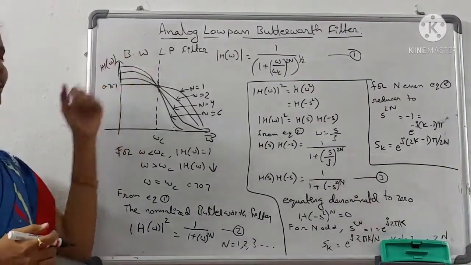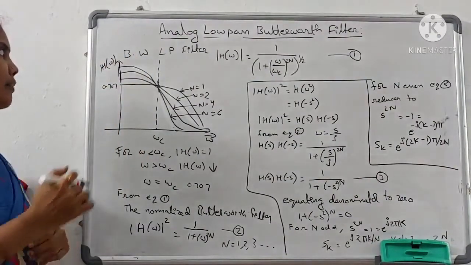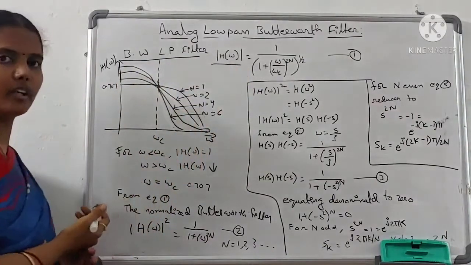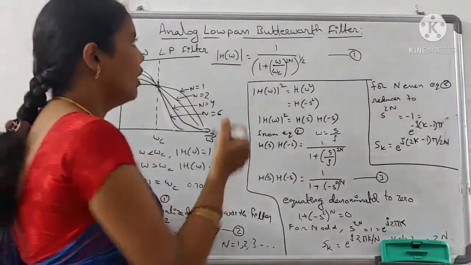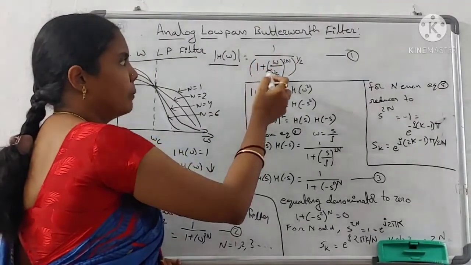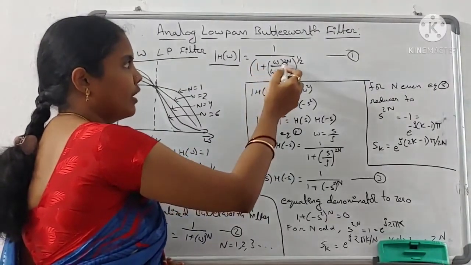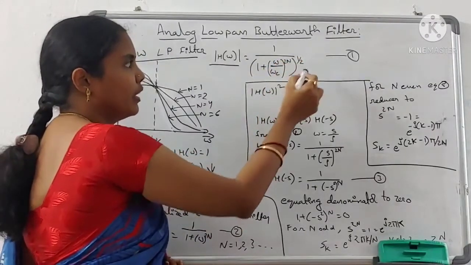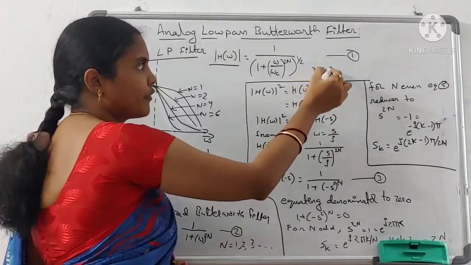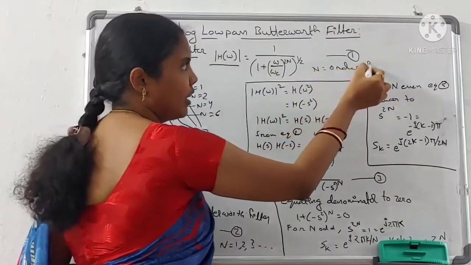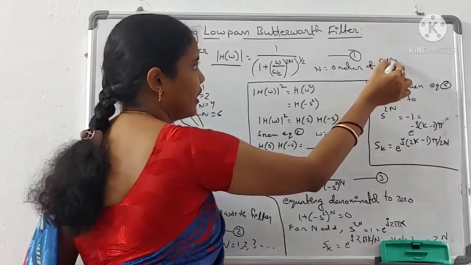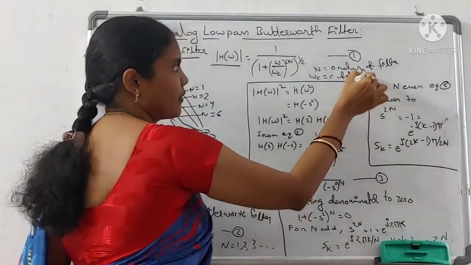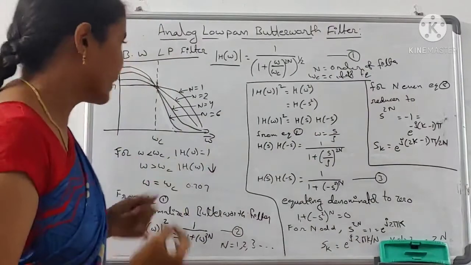Here the magnitude of the Butterworth low pass filter, which is represented as |H(omega)|, is equal to 1 by [1 plus (omega by omega c) whole power 2n] whole power 1 by 2. Here n is the order of the filter, and omega c is the cutoff frequency.